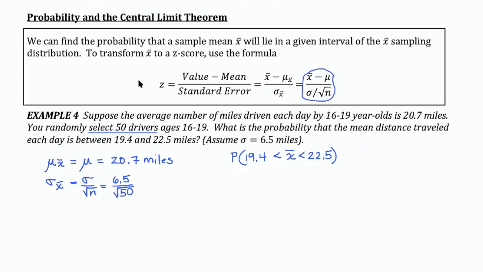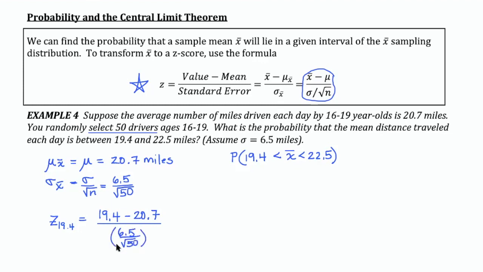So to do that, this is where I'm now going to bring in this new formula that says the z-score, if I'm calculating for 19.4, is going to be the sample mean, which is that 19.4, minus the population mean, which we were given, 20.7. And we're going to divide that by this fraction, which is exactly the fraction we just set up. So we're dividing by 6.5 over the square root of 50.